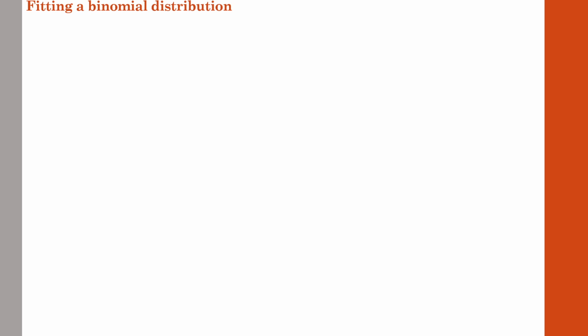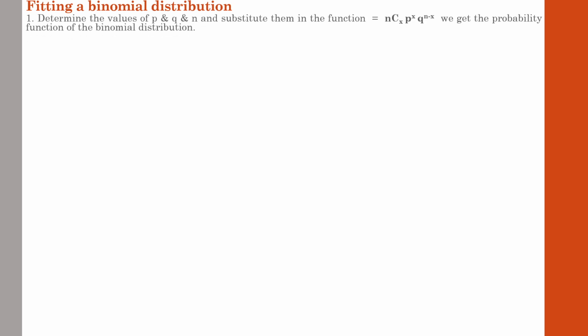So next one, fitting a binomial distribution. How can a binomial distribution be used to identify the probability of each of the events of a random experiment? There are certain steps with regard to that. Before we go further, you need to identify and understand various concepts. First one, determine the value of P, Q and N. P is the variable that represents success, Q is the variable that represents failure, and N is the number of trials.